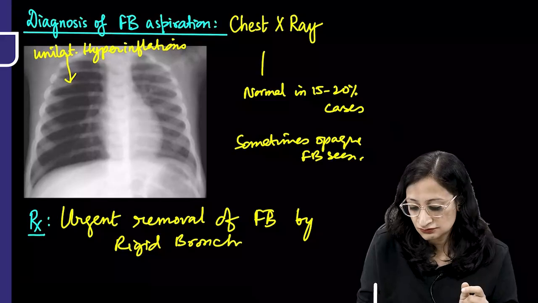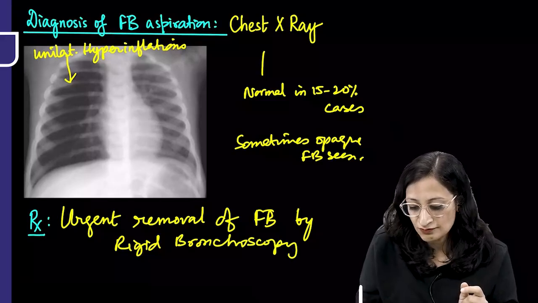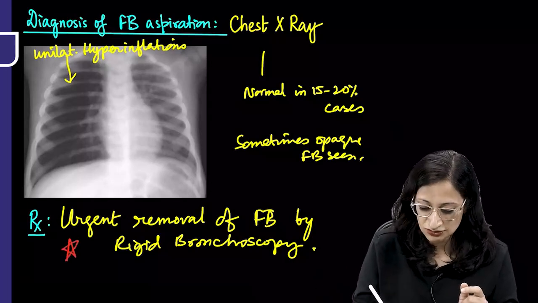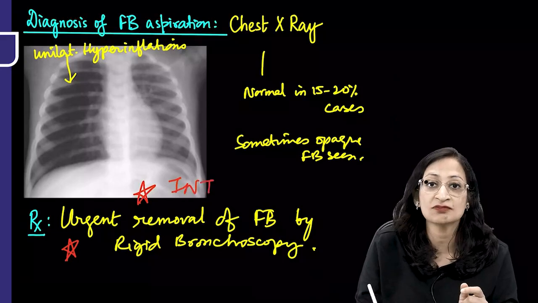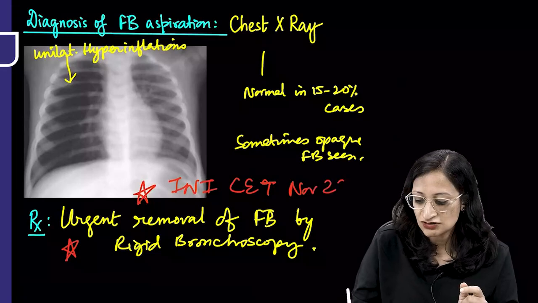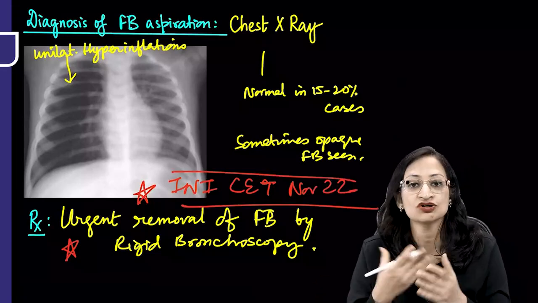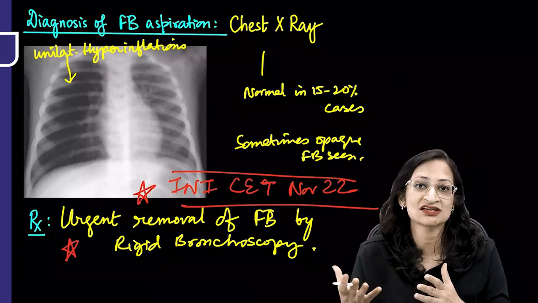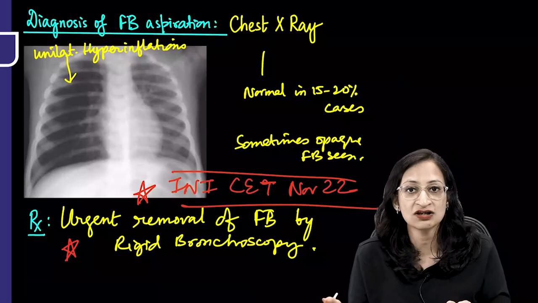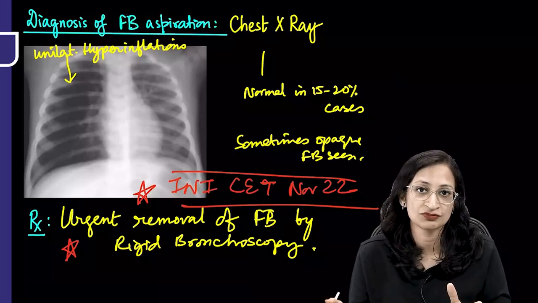So that is how we manage this condition, and on this also there was a recent question in the INI CET November 2022 exam. A case scenario was there in which there was a foreign body aspiration, and what do you do next? So we will do a chest X-ray and a rigid bronchoscopic removal of the foreign body. So very important, must-know topic for you, right?